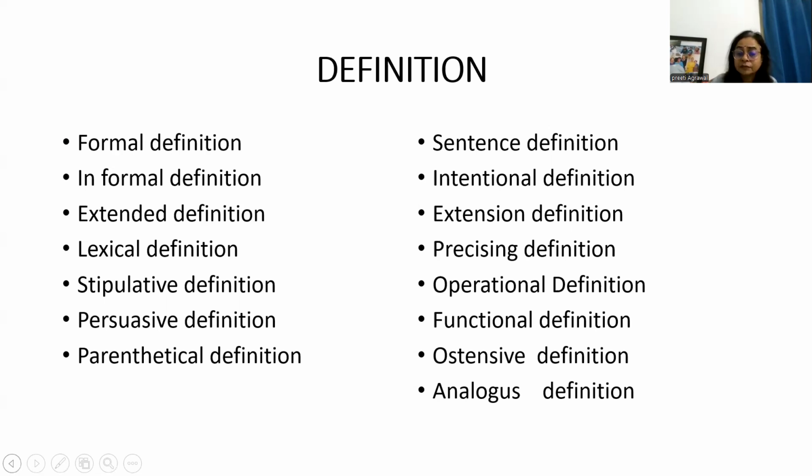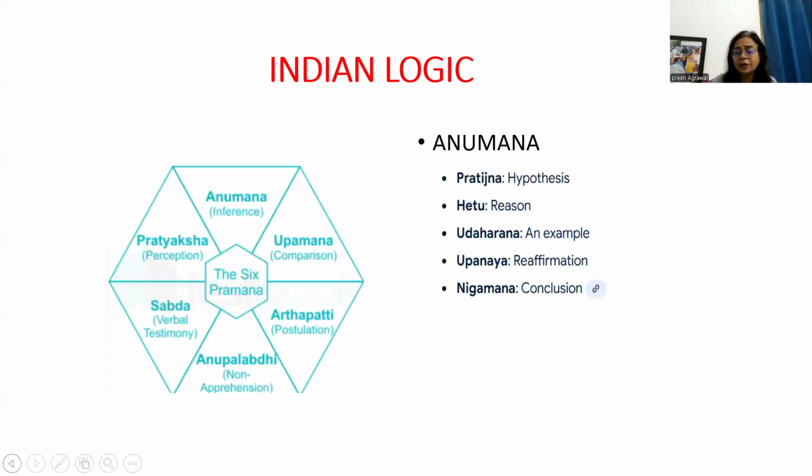After that, one more important topic, that is Indian logic. Indian logic is for understanding something, to get knowledge. There are six pramans to get knowledge according to the Indian methodology: Anuman, Upman, Arthapatti, Anupalabdhi, Shabd, and Pratyaksh. Anuman means inference, that is, how we can derive a conclusion.